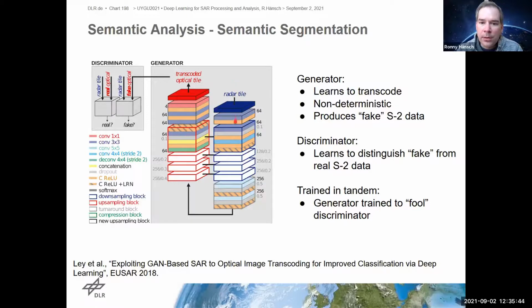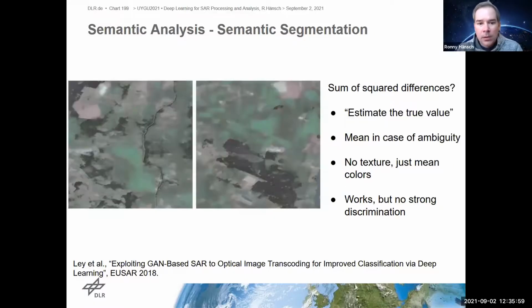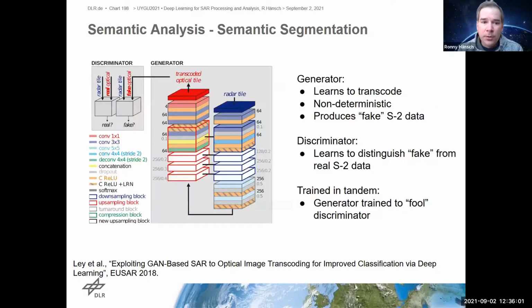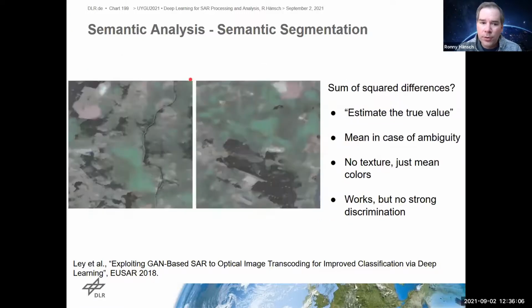The radar tile goes into the generator of the GAN. We have the decoding, the encoding here. This is producing the optical tile, and this optical tile is input to the discriminator, which needs to decide whether this is a real optical image or a synthesized one. We could also do this with a regression network, without the discriminator, just put a regression loss over here. That also works, and the images look like this. Those are synthesized images from a radar tile, but just with a regression network.